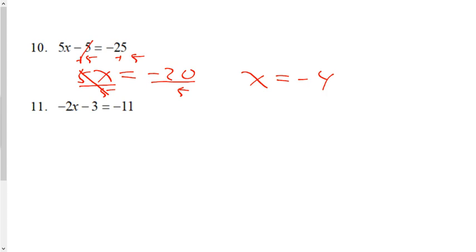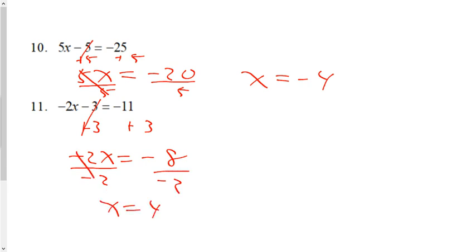And finally, your last question on this particular, I guess it's not your last question, but two-step equation. Add 3 to both sides to get rid of your constant. Negative 2x equals negative 8. Divide both sides by the coefficient, and x will equal a positive 4.